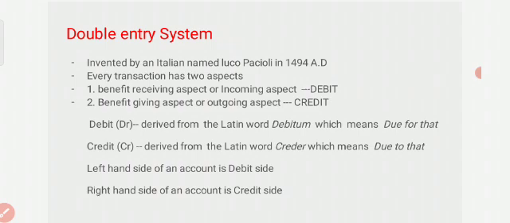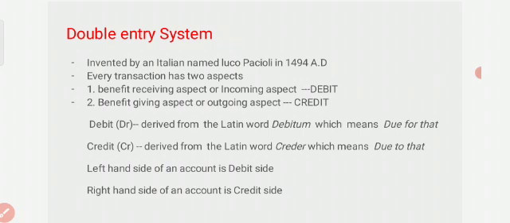The double entry system was invented by an Italian named Luca Pacioli in 1494 AD, and it has spread all over the world, becoming as popular as Arabic numerals. According to this system, every transaction has two aspects. One is benefit receiving aspect or incoming aspect, and the other one is benefit giving aspect or outgoing aspect. Benefit receiving aspect is called debit and benefit giving aspect is called credit.